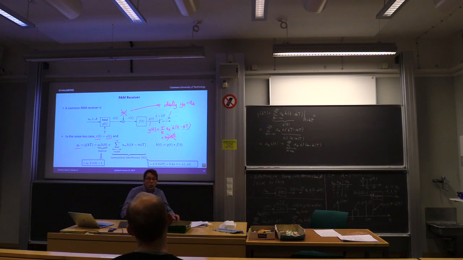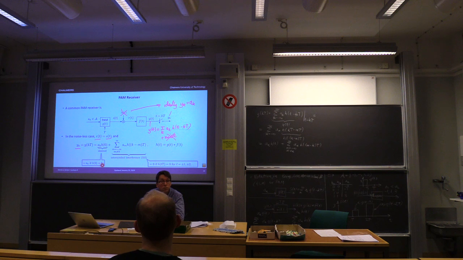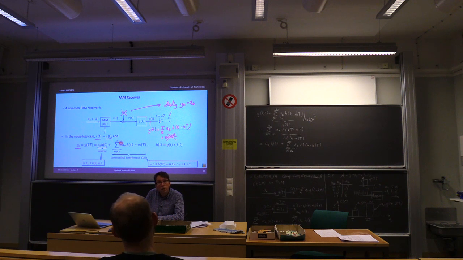All right. So what we would like to do then is to make y[k] equal to a_k. And this we can do. It's equal to a_k if h[0] is equal to 1. So let's just make h[0] equal to 1. But then we have this term here that we would like to get rid of.